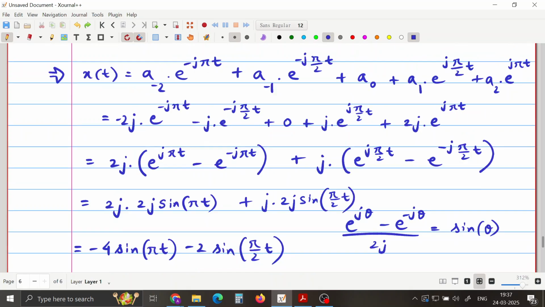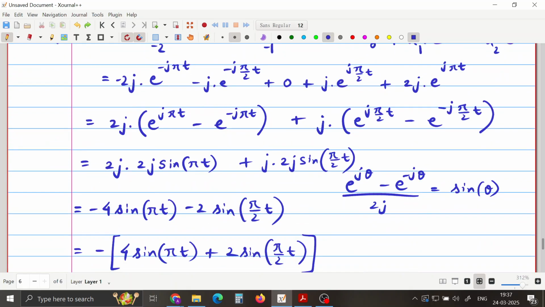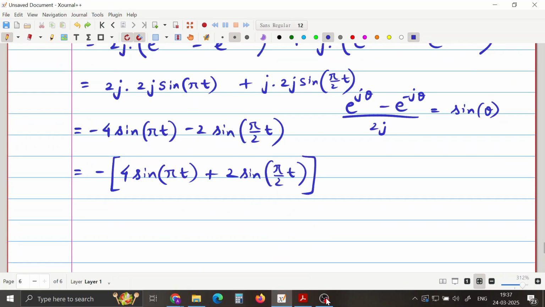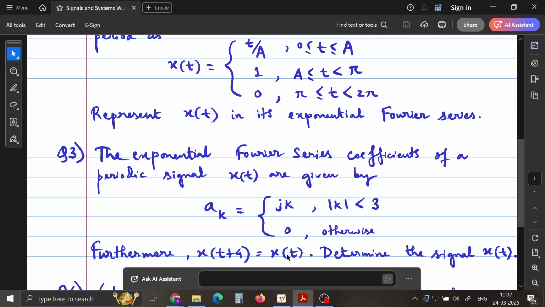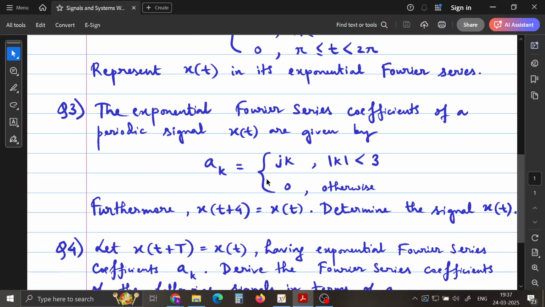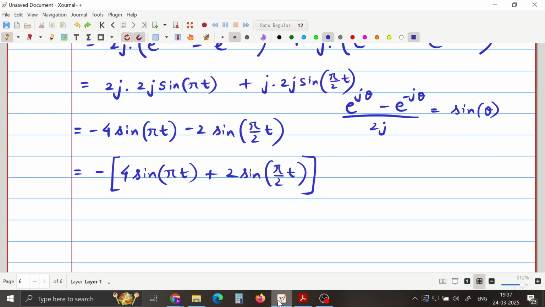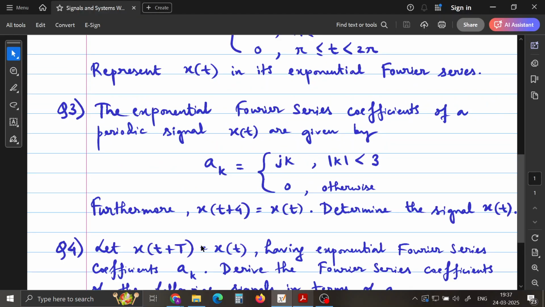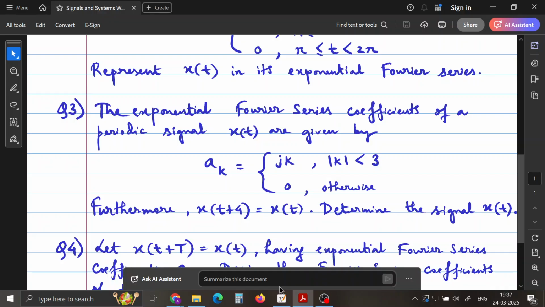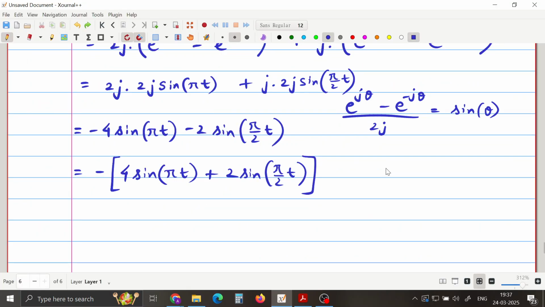So this is my signal, and of course it is periodic also. Great. In fact, you can verify from here also. Initially we knew from the given data in the question that x of t plus 4 equals x of t, so the fundamental period is 4. So we ended up with this function, right?